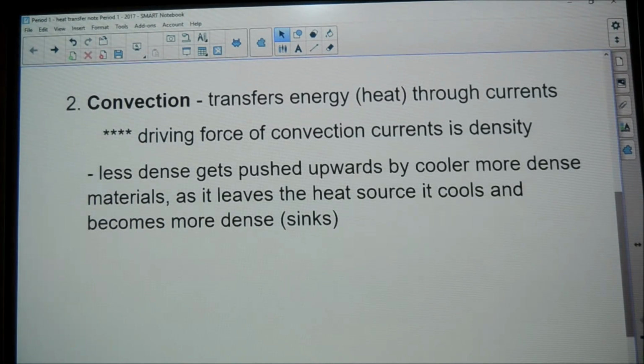Alright? As it's left its heat source, it cools down, it becomes more dense, and it will sink. So you get that, and then it gets sucked back in the heater, heated back up. It's less dense, gets forced upwards by the cooler, more dense air. And then as it leaves the heat source again, it cools, and it's just a cycle. Remember, heat or warm air does not rise, it gets displaced by cooler, more dense air. That's a misconception, unfortunately, you guys come with.